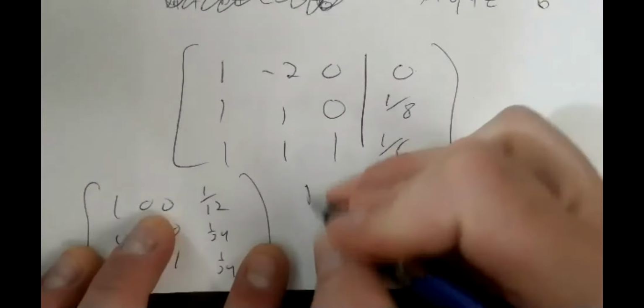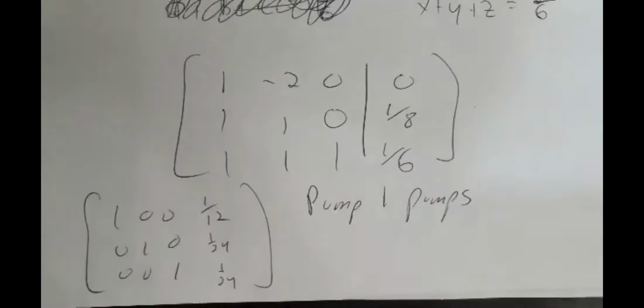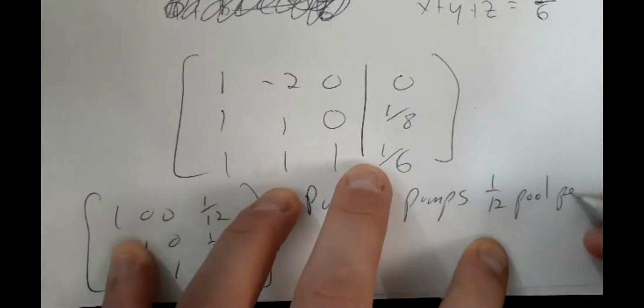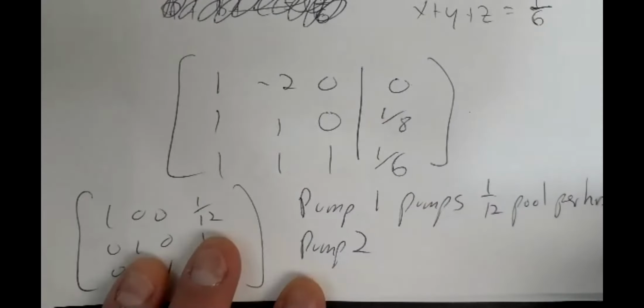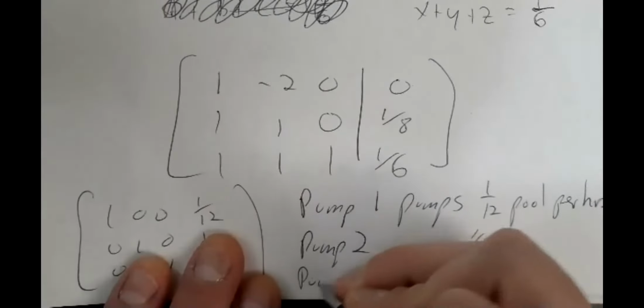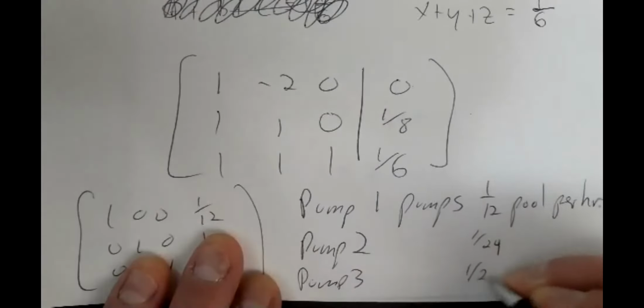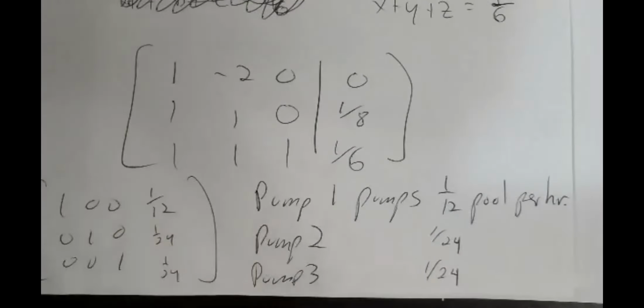Can I just start writing some sentences, or am I going to mess people up? Pump 1 pumps. How much does pump 1 pump? 1/12 of a pool per hour. Yep, 1/12 pools per hour. Pump 2 and pump 3 are both what? 1/24 of a pool per hour?